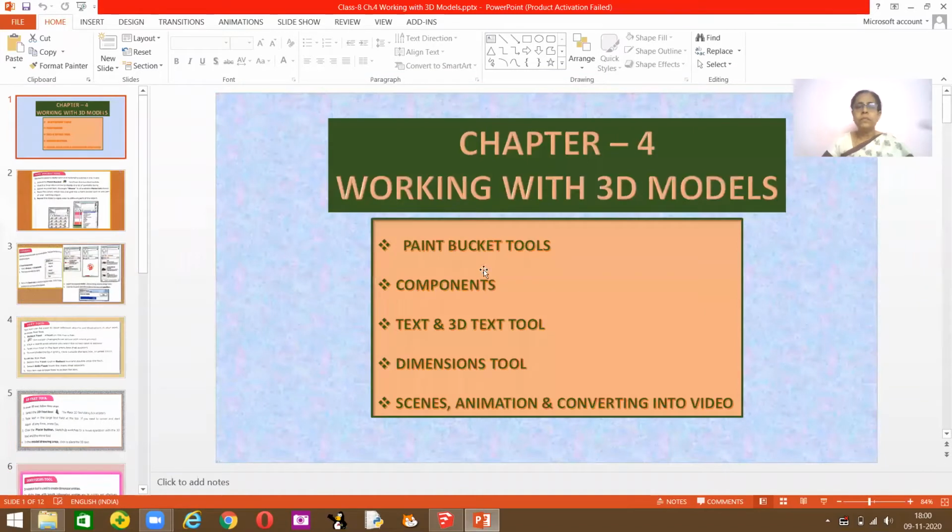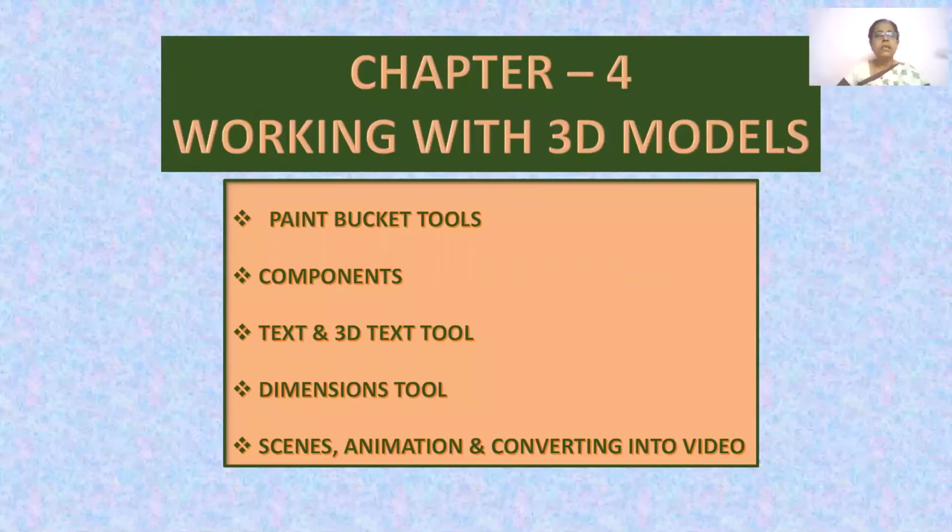Okay, this is your chapter 4, working with 3D models. In this, you are going to learn how to use the paint bucket tool. You're going to learn what components are. You're going to create a text as well as a 3D text. This is a label text and this is a 3D text. You're also going to do these dimensions. And I think scenes, animation, and converting it into a video, we'll do in the next class, but I'll touch all these 4 steps.